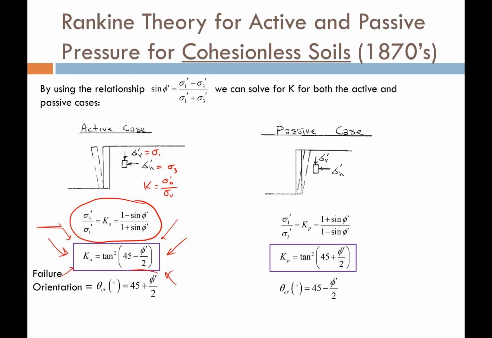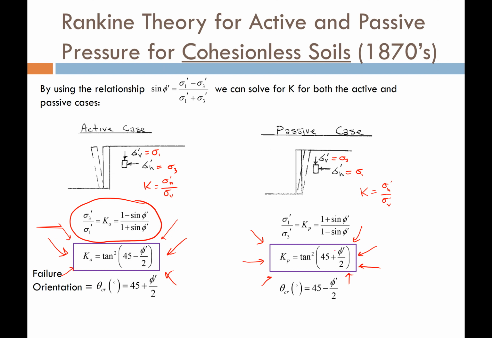And the failure orientation that we would get if we drew the failure plane through the pole equals this angle right here. For the passive condition, by the way, the horizontal stress becomes the larger stress, so that becomes sigma 1. The vertical stress becomes the smaller stress, so that becomes sigma 3. And because K equals the horizontal stress divided by the vertical stress, we get sigma 1 divided by sigma 3. Simplifying, we get this equation for our passive earth pressure coefficient using the Rankine method.